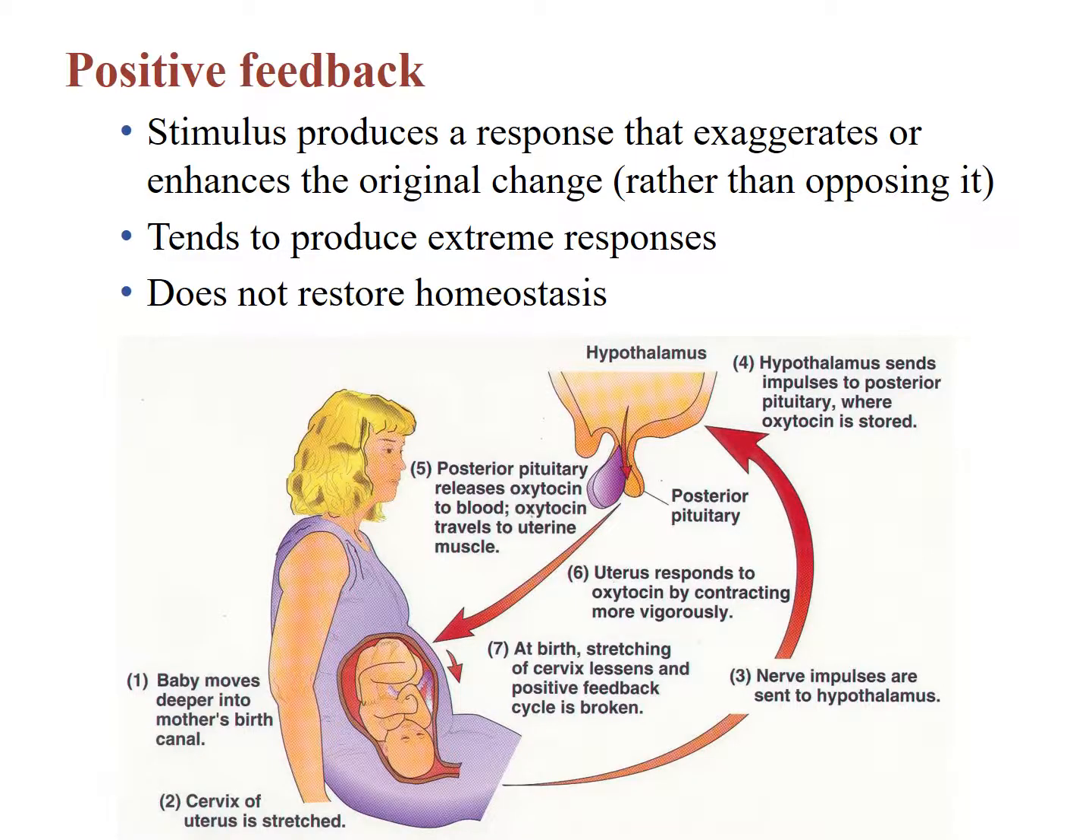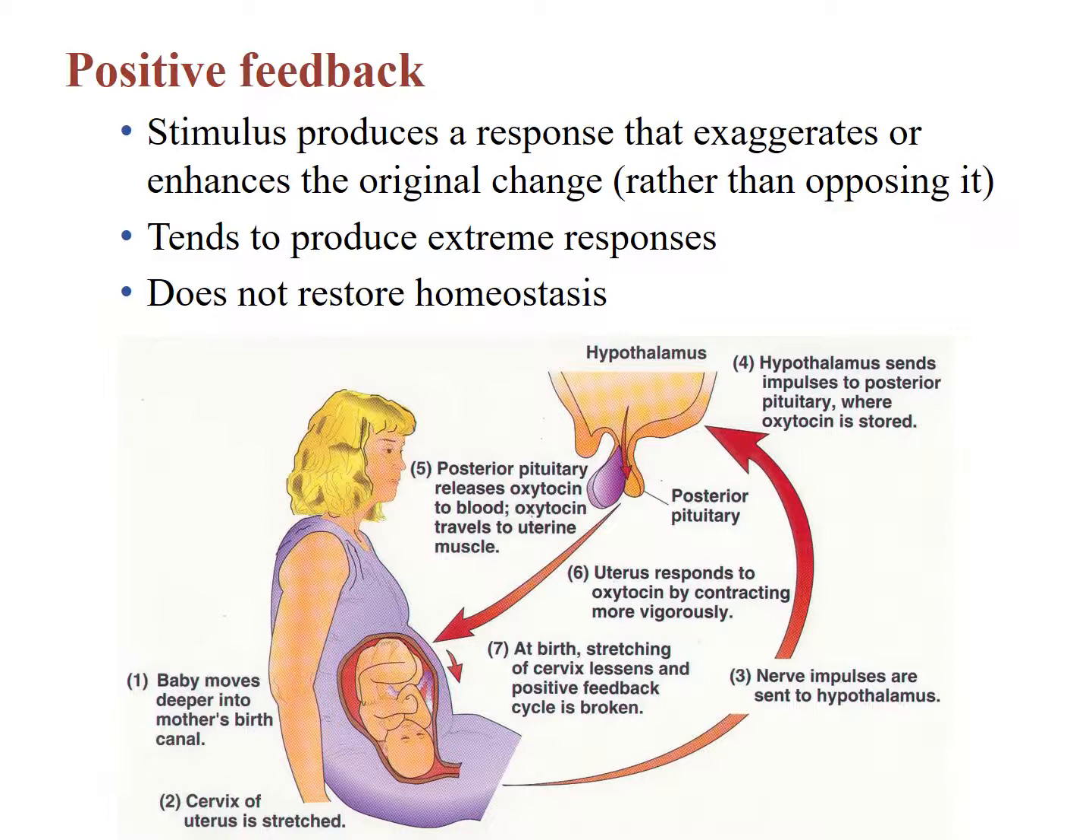The next is positive feedback. Positive feedback is going to exaggerate the original stimulus rather than opposing it. So it is in contrast to negative feedback. Positive feedback exaggerates that original stimulus. This tends to produce an extreme response, and it does not restore homeostasis. This is only really seen at two places in the body. The first is going to be with, as you can see in the diagram below, pregnancy.